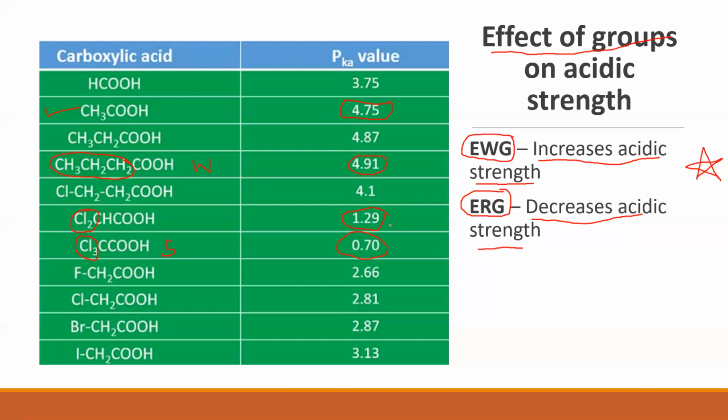So this is a very important slide for both your PU as well as competitive exams. You need to remember this, keep it in your mind. Whenever there is an electron withdrawing group attached to a carboxylic acid, it will increase the acidic strength. Whenever there is an electron releasing group, it will decrease the acidic strength. Clear? So the same thing can be understood with all the other set of compounds which are there.